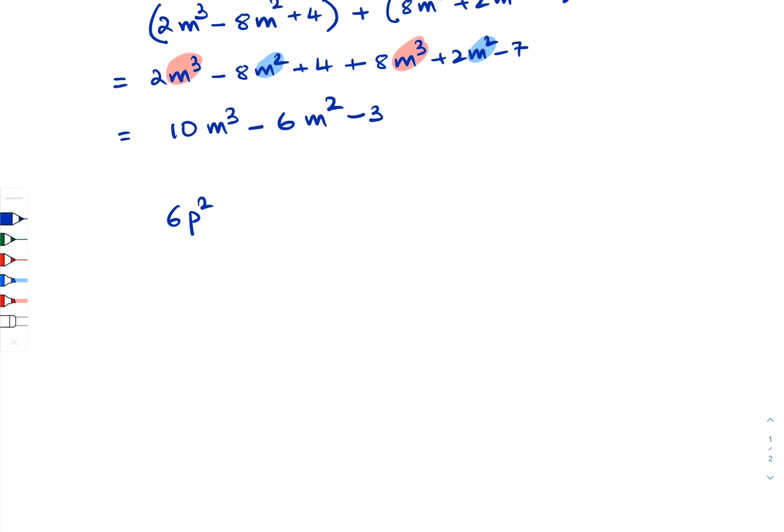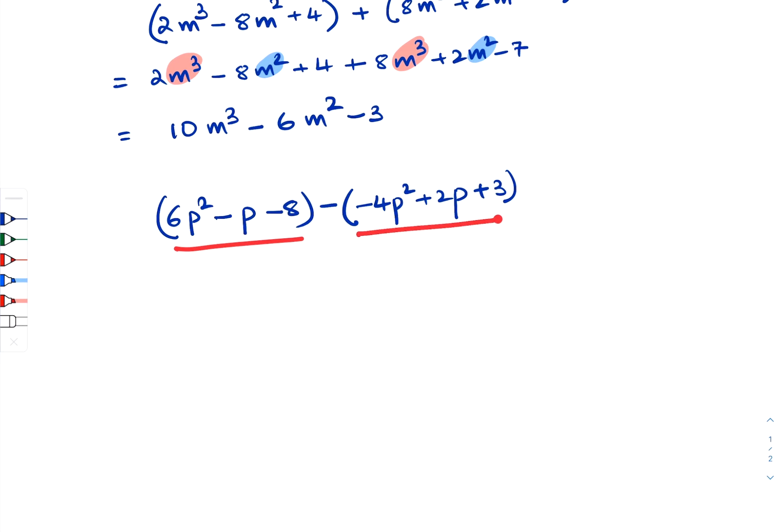6p squared minus p minus 8, minus the group negative 4p squared plus 2p plus 3. All right, same logic here. You have two sets of terms, they group together. And what we want to do is ungroup this one. First, again, there's nothing here, so we'll just go ahead and pull everything out of the parentheses. That's 6p squared minus p minus 8.